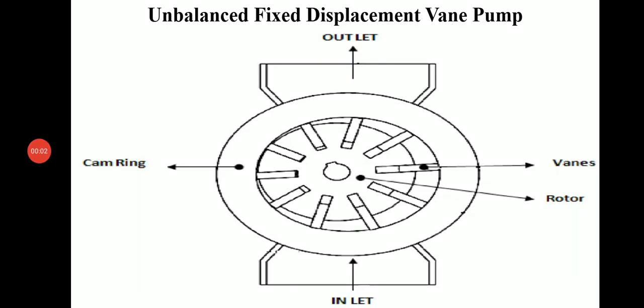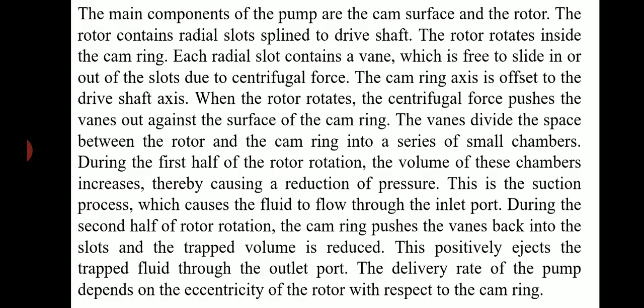Unbalanced fixed displacement vane pump. The parts are the inlet port, outlet port, cam ring, vanes and a rotor. The main components of the pump are the cam surface and the rotor.